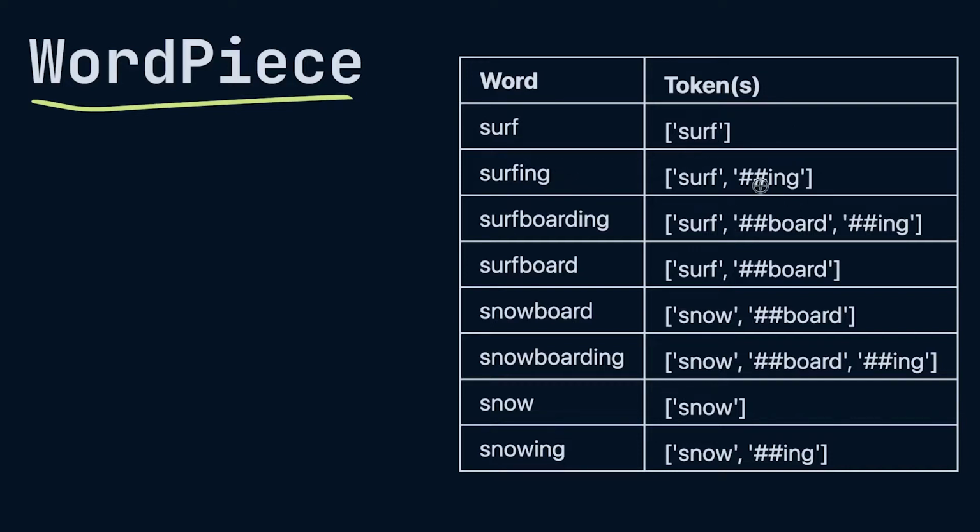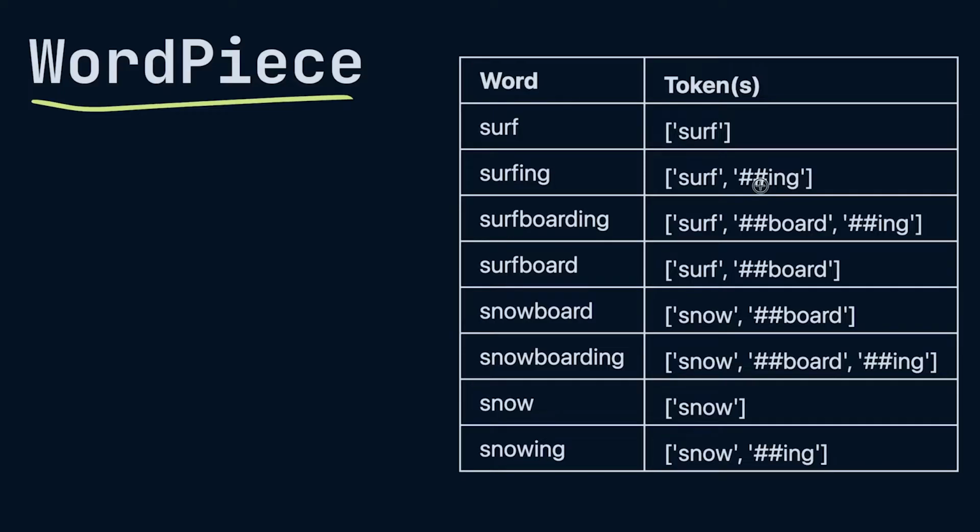Now, where we see this prefix, the double hashtag, that's the standard prefix used to indicate that this is a piece of a word rather than a word itself. And then we see that further down as well. So surfboarding gets broken into three tokens. And then if we, for example, compare that to snowboarding, and surfboarding are obviously kind of similar because they are both boarding sports.